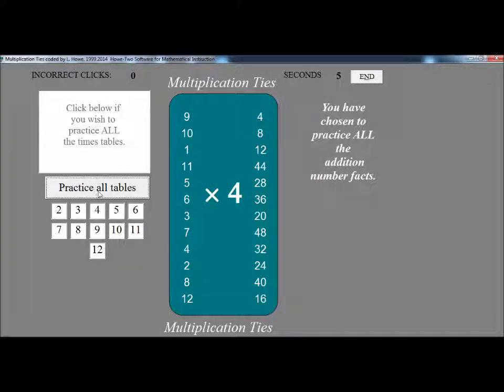If you choose practice all tables, the computer will choose a number for you at random, and so here in this case we'd have to do the 4s tables. When it was finished, it would automatically go to another one until you practiced all the tables. Best to work on one of the tables at a time.